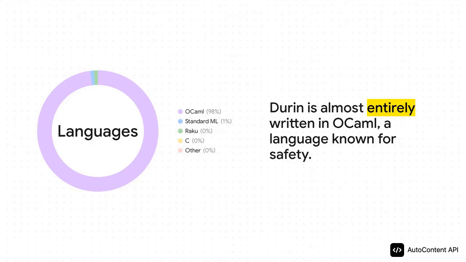So what's a tool like this actually made of? Well, this chart tells the whole story. As you can see, it's overwhelmingly written in a programming language called OCaml. We're talking 98%. And that's a great choice, because OCaml is known for being really safe and really fast, which is exactly what you want for this kind of detailed precision work.